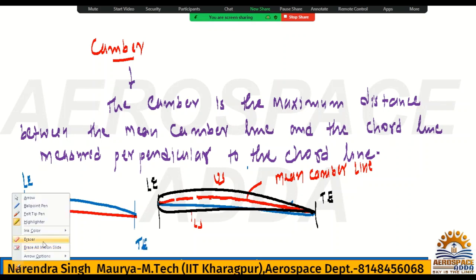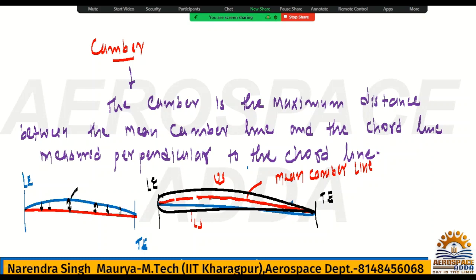So check there. Whatever the perpendicular distance is, everywhere it is not the same. Somewhere it is maximum. As per my point of view, I think this one is the maximum. This is the mean camber line, MCL, and this is the chord line, CL. In between, the maximum distance is here. At the leading and trailing edge it is minimum, and in between there are also some points, but I'm getting this as the maximum.